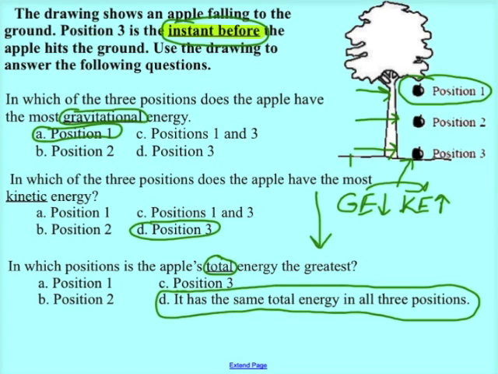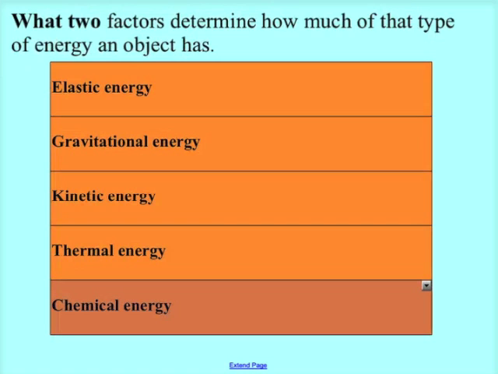So let's move to the next slide. Now this is something we've been working on since the beginning of the year as well. And so when we look at this, first, again, I'm going to read the directions. What two factors determine how much of that type of energy an object has? Okay, so the first thing I'm going to read is the word two. And you can see that the word two is bolded. So that tells me I need to have 2 for each one of these.